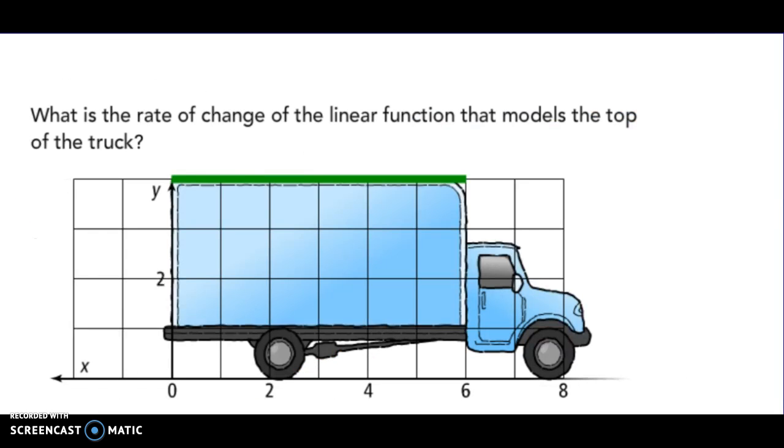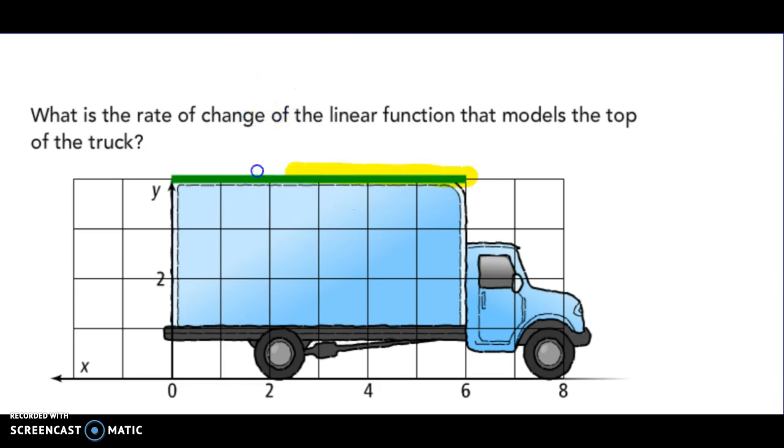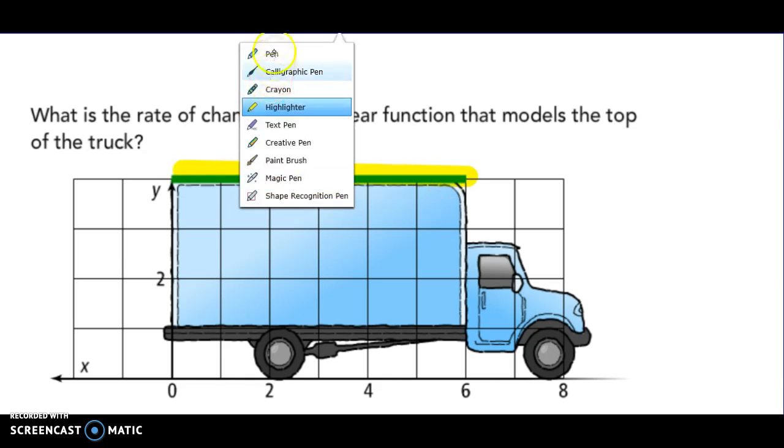All right, our next example says, what is the rate of change of the linear function that models the top of the truck? So we're looking at the top of this truck here in green. I'm going to highlight it over with yellow.